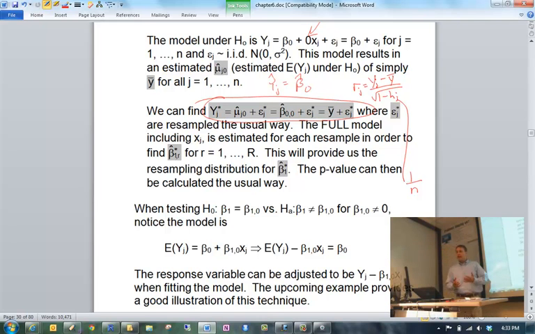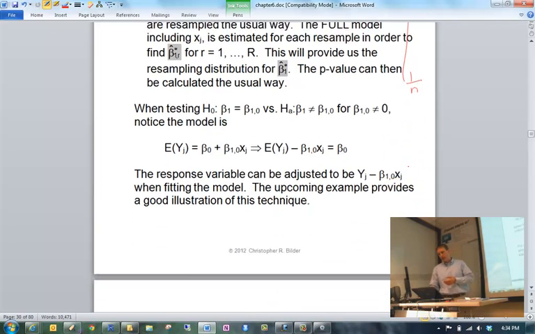So once I have these yj stars, then I estimate my full model. So I have yj star 1 and x1, yj star 2, x2. I estimate the full model so I get my beta hat stars. Again, these beta hat stars come from under the null hypothesis. I can find my p-value in the usual way then. Okay.